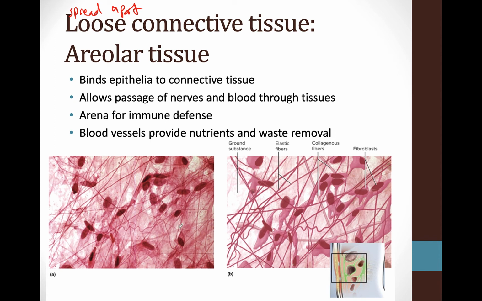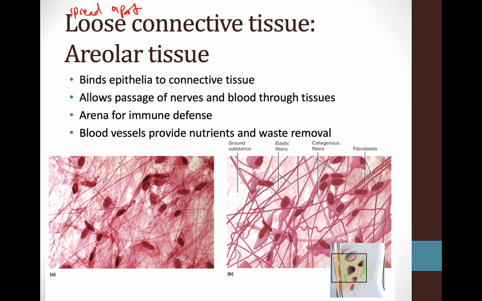It's really loose, so it allows the passage of blood and nerves to grow through this area. It's also going to provide a space for immune defense, so large white blood cells can actually move through this space to get to areas where there's damage. And you can find loose areolar connective tissue under almost every single epithelial tissue, surrounding all of the blood vessels and nerves, the esophagus and trachea, and all of the fascia, so all the tissue kind of between muscles and between the organs. So this is really found everywhere in the body.